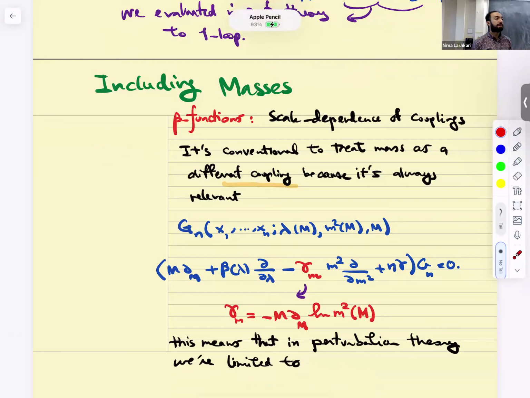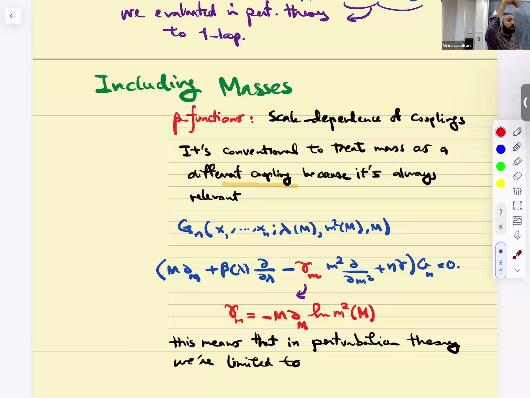So, including masses. When I was writing the equations for beta function, I was often giving examples from massless free fields, right? So you might wonder why I was doing that. The origin of that, let me just say it in words first, and then we're going to discuss it.